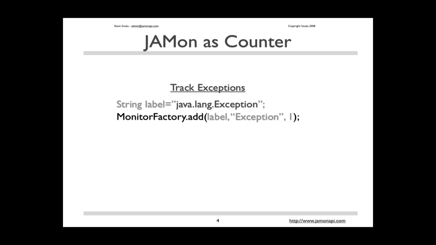This example shows how we can use JAMon to track the number of exceptions your application throws. We simply pass in the number 1 to the add method to count the number of exceptions. The label could also have more specific exception information. For example, it could contain a specific application or SQL exception. In fact, JAMon can automatically track exceptions thrown by servlets, SQL calls, and methods.